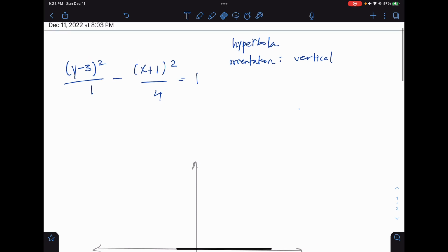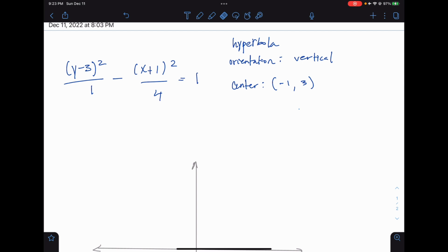A great place to start is to find the center. And we can find the center by taking the opposite of the number in the parentheses. So the x value is the opposite of positive 1, which is negative 1, and the y value is the opposite of negative 3, which is positive 3.